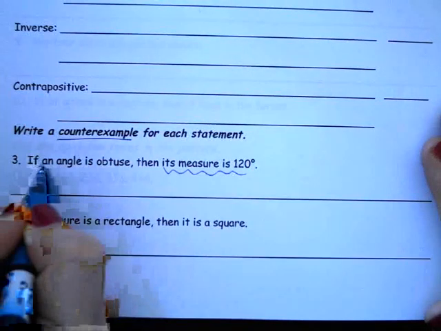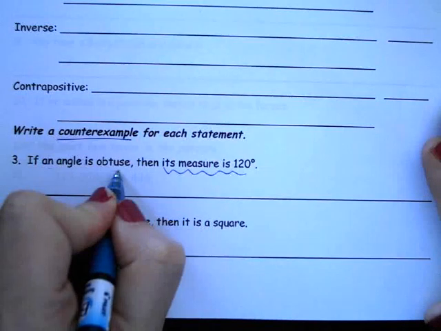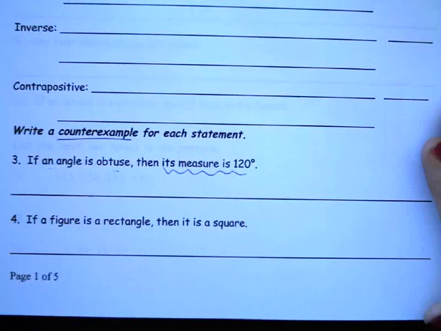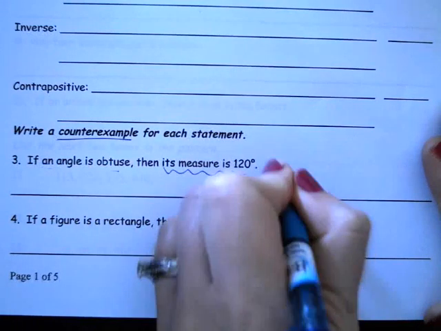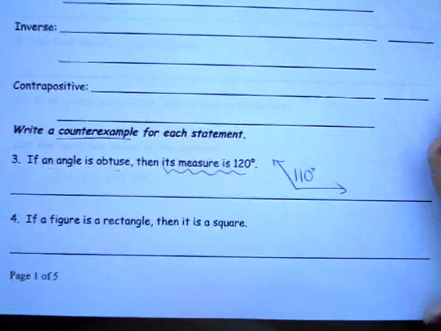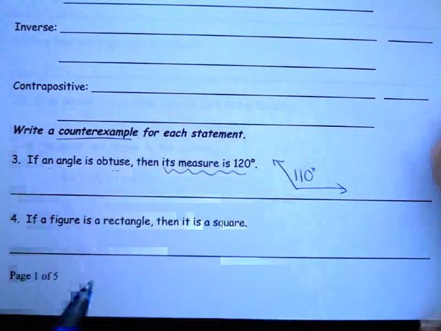So I still want the hypothesis true. I still want to talk about an obtuse angle, but I want something that's an obtuse angle that doesn't measure 120. So I'm thinking, okay, what if I have this obtuse angle that's 110 degrees? It's still obtuse, but it's not 120, so that's a great counterexample for that.